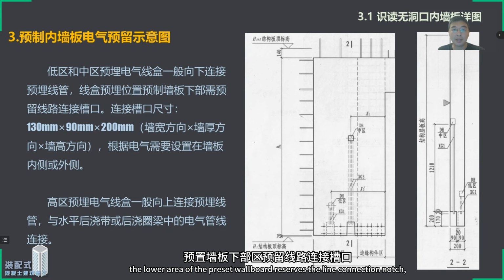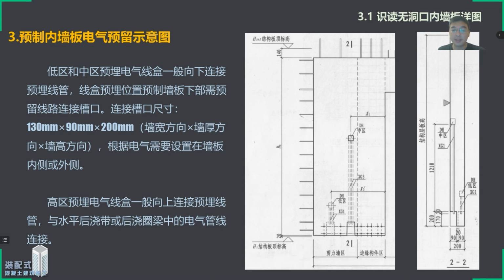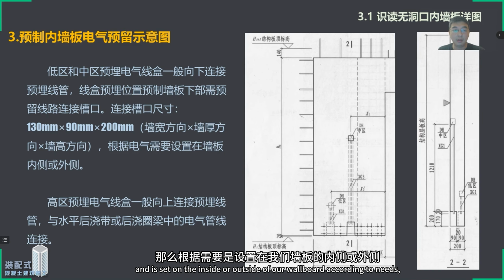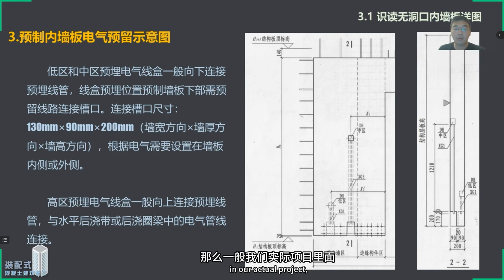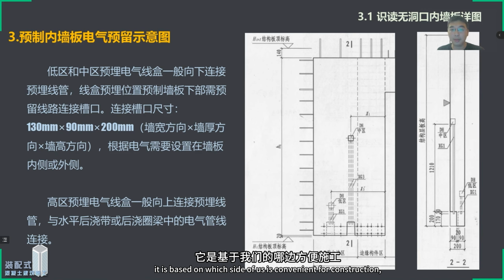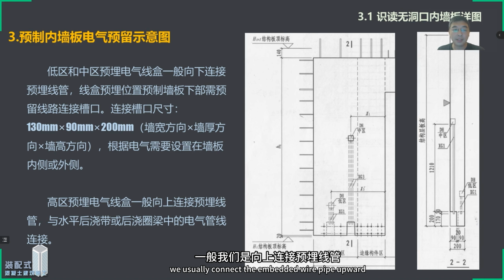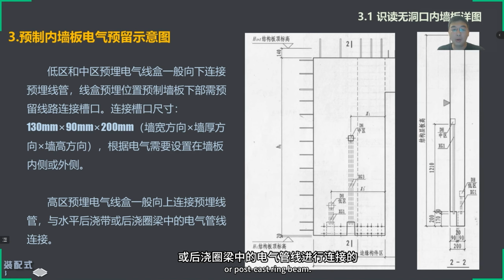The lower area of the preset wallboard reserves the line connection notch. The size of the notch is generally set to 130 by 90 by 200 in our drawing set, and is set on the inside or outside of our wallboard according to needs. In our actual project, it is based on which side is convenient for construction. Then we will set it there. If the cable box is embedded in the high area, we usually connect the embedded wire pipe upward to the electrical pipeline in the horizontal postcast strip or postcast ring beam.